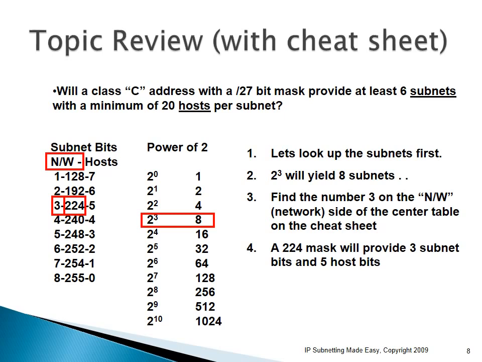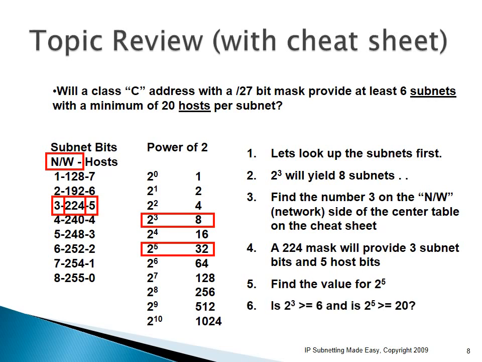A Class C address is a 24-bit mask. Adding 1, 2, 3 to that equals 27. We see that we have 5 bits left over for the host. On the powers of 2 side, 2 to the 5th equals 32. Is 2 to the 3rd greater than or equal to 6? And is 2 to the 5th greater than or equal to 20? The answer in this case is yes.